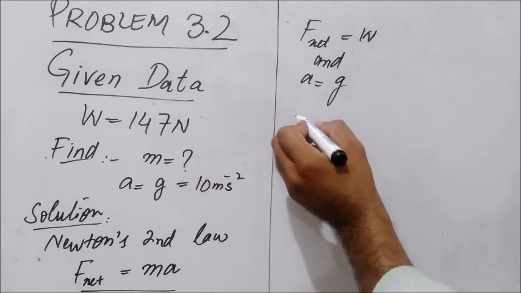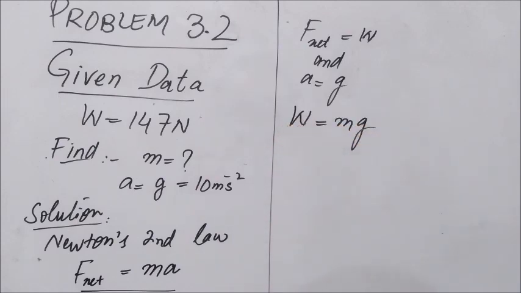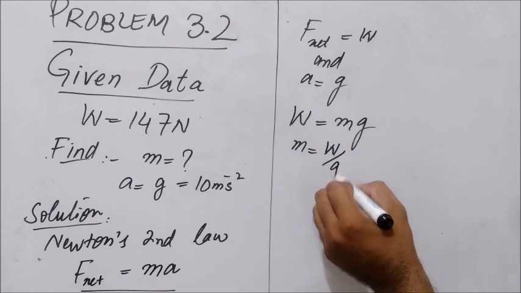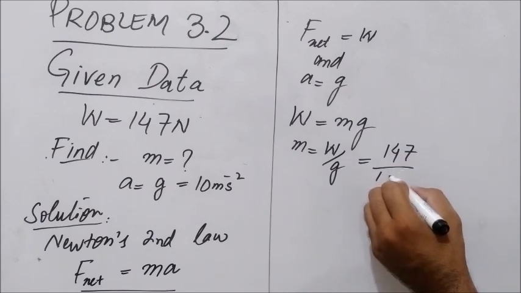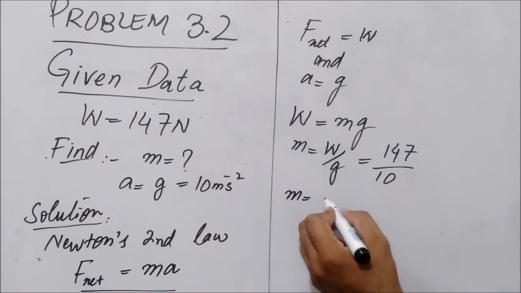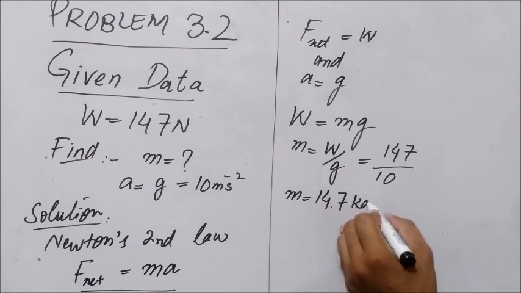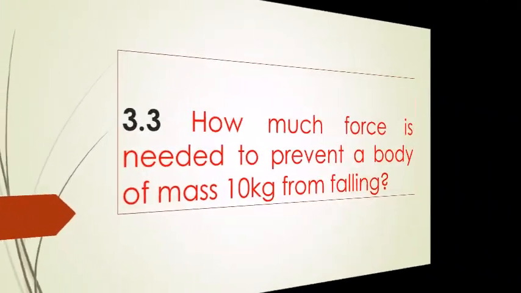So Newton's second law will be W is equal to mg. So to find mass, it will be W divided by g. It is 147 and this is 10. So it will become 14.7 kilogram. This is the required answer.